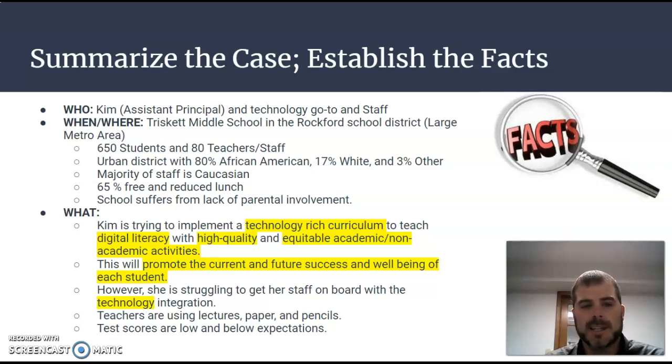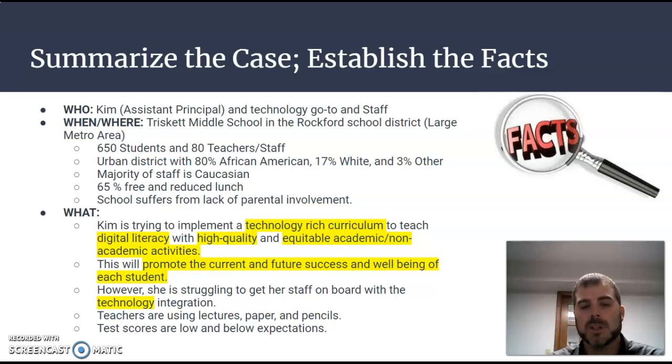The what in this case? Myself, Kim, is trying to implement a technology-rich curriculum to teach digital literacy with high quality and equitable academic and non-academic activities. This will promote the current and future success and well-being of our students. However, I'm struggling to get our staff on board with the technology integration. Our teachers are so used to using lecture as a presentation mode and then paper and pencils for homework and assessments.